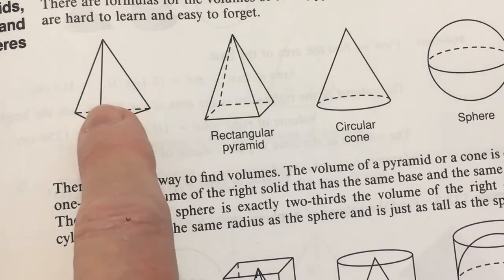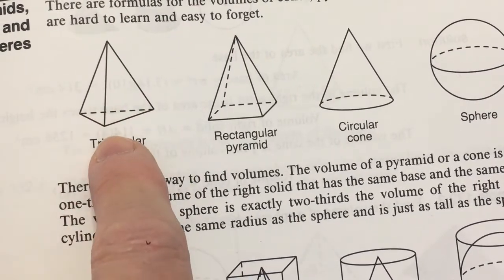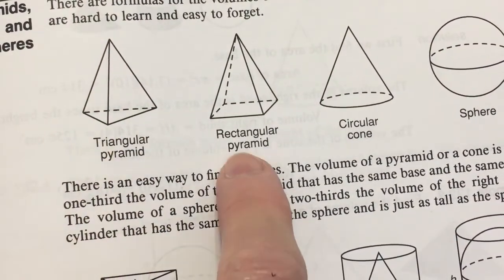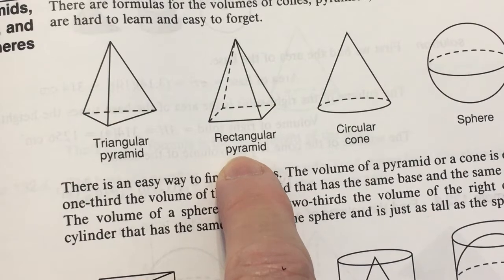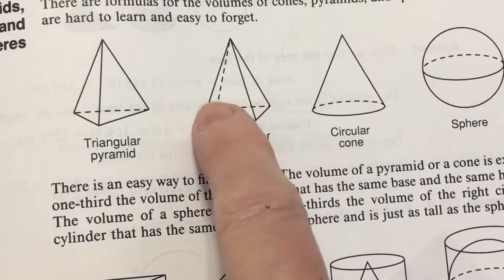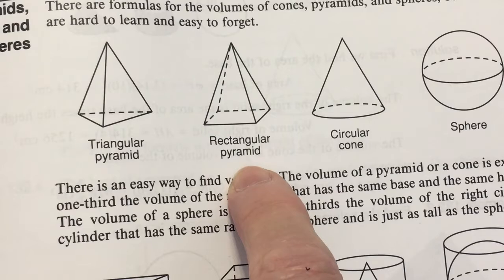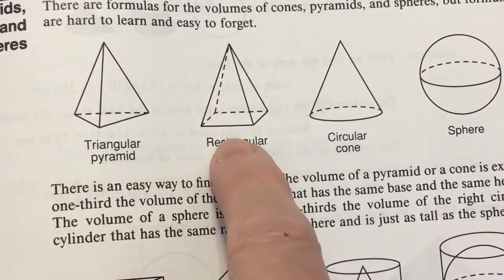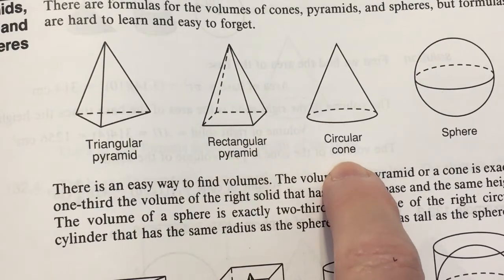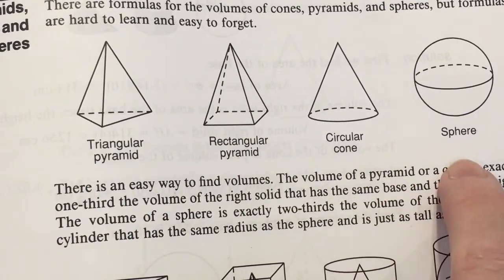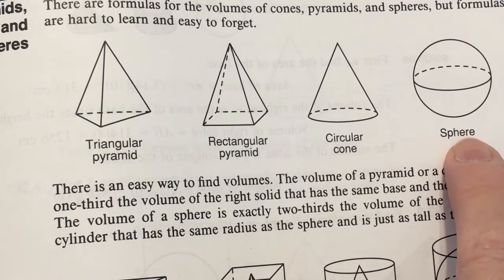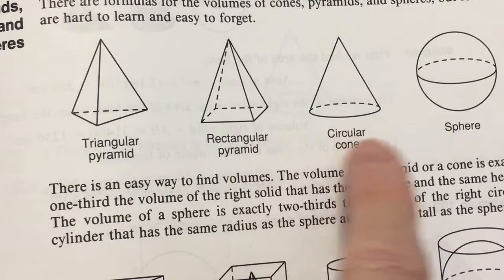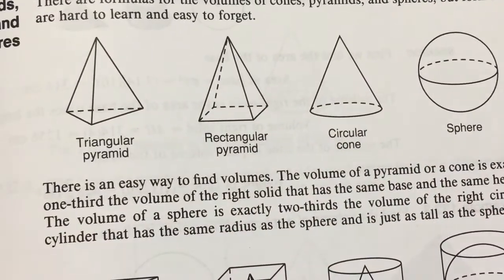Now notice that the base is a triangle, and each one of the sides is also going to be a triangle, isn't it? We have a rectangular pyramid because the base is a rectangle. But notice that the sides are triangles because it's going up to a point. We have a circular cone, and a sphere is like a ball, like a beach ball. Okay, so we have those shapes that we need to learn.